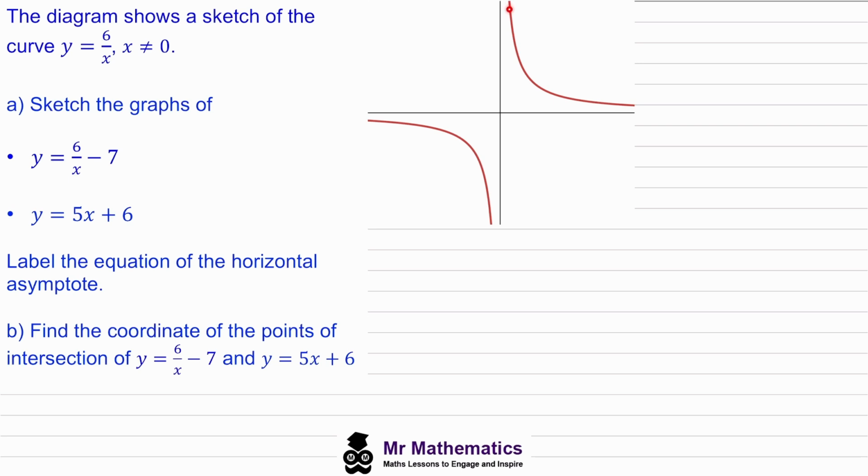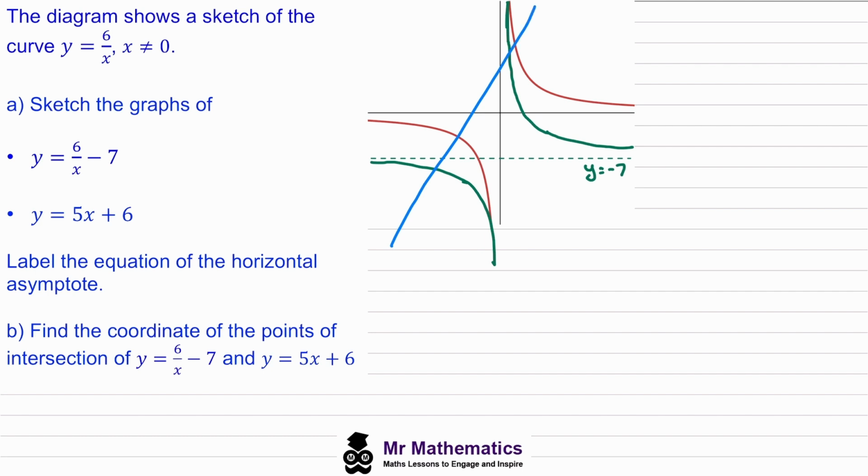So if we know that this is y equals 6 over x, and we want to sketch this, then all we need to do is to translate this curve 7 units down. We know they share the same vertical asymptote at x equals 0, but now the horizontal asymptote has gone from y equals 0 to now y equals negative 7. And then for this equation, we've got a positive gradient of 5 and a positive y-intercept of 6. So this will look something like this blue line. This will be at 6, and we'll have this positive gradient.